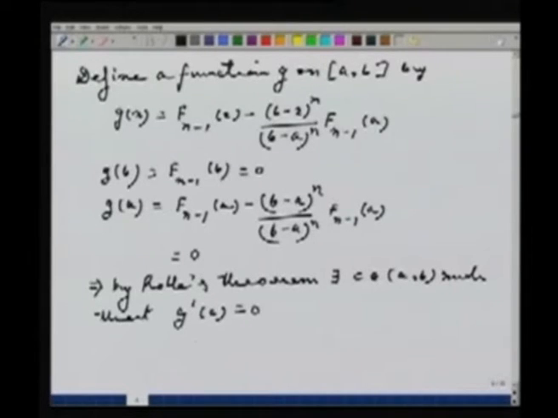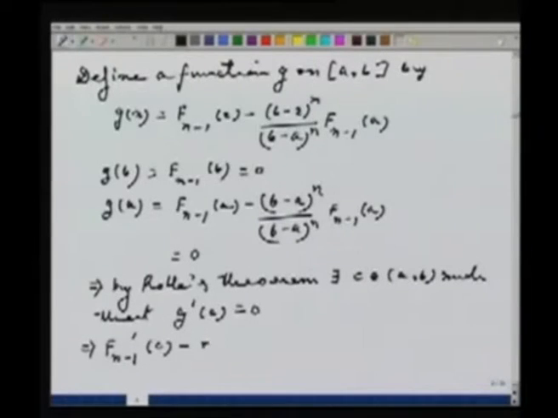Now g'(c) equal to 0 implies F_{n-1}'(c) minus the derivative of the other function at c. That means n times (b minus c) to the power n minus 1, the sign would be plus, divided by (b minus a) power n F_{n-1}(a), that is equal to 0. But remember, I have an expression for the function capital F_{n-1}', which I am going to use now.